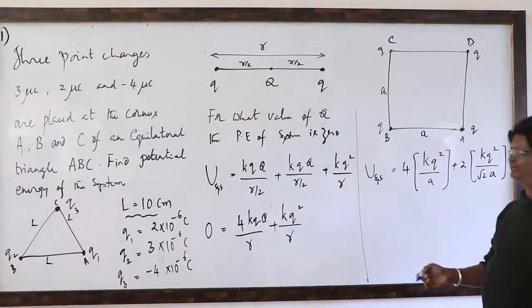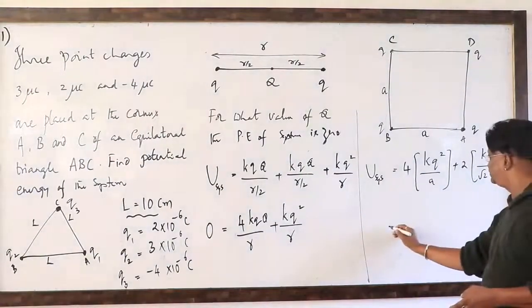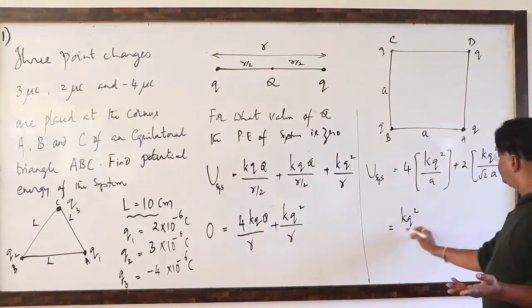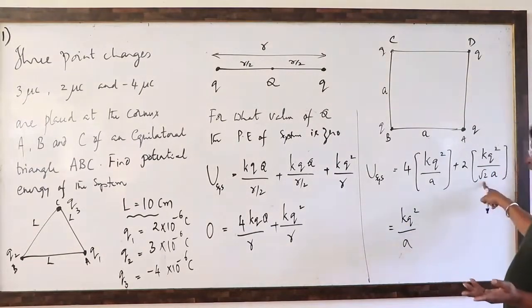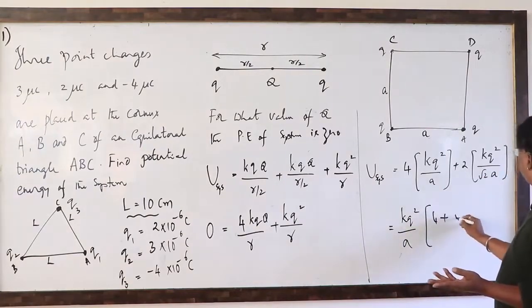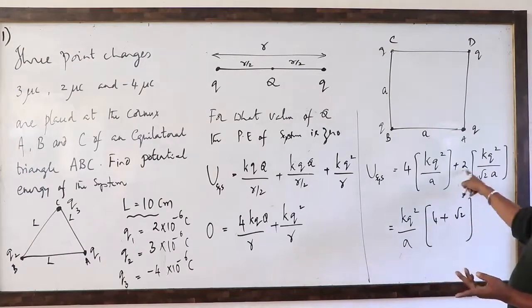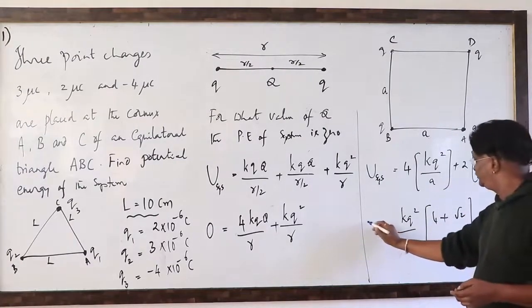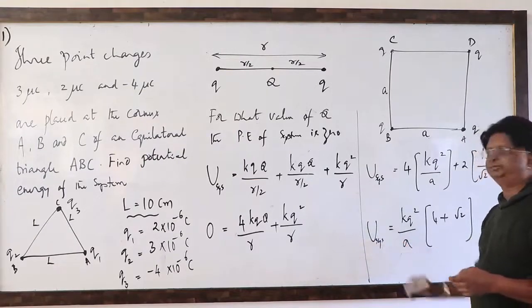And of course, for the final answer we have substitution and simplification. Here, whatever the common terms, it is KQ squared by A. And this here becomes root 2, therefore this is 4 plus root 2. Is that okay? This is root 2 by root 2, therefore it is 4 plus root 2. This is the potential energy of the system.